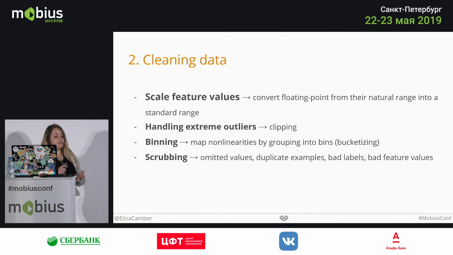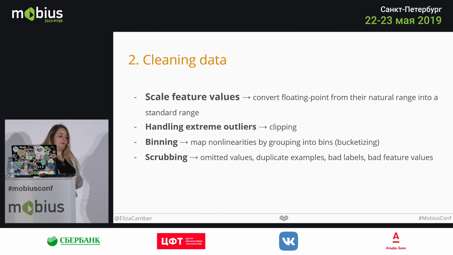And we need to scale the feature values. We convert all the floating points from their natural range into a standard range. And this is going to help us not to run into out-of-memory exceptions because of the floating point just going nuts. And it also helps with the model learning the appropriate weights for each feature.